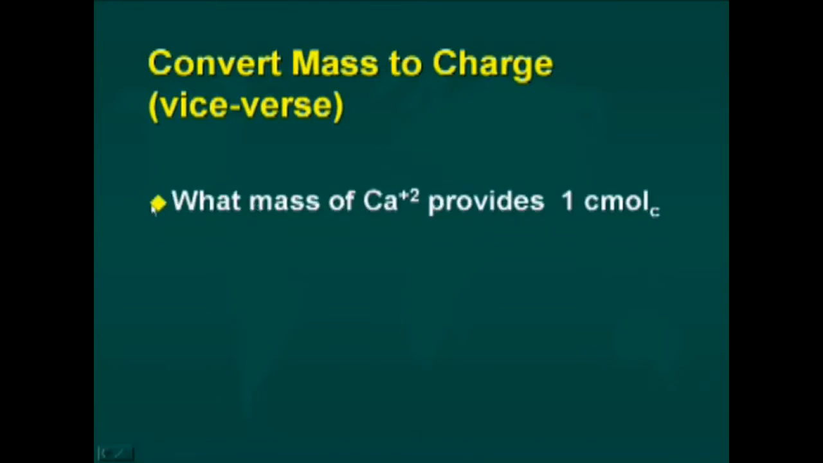So we'll ask this question: what mass of calcium +2 provides 1 centimole of charge? Okay. What mass of calcium +2 provides 1 centimole of charge? So we're essentially asking, what is the equivalent weight of calcium? Okay. So the molecular weight divided by the valence is the equivalent weight. So for calcium, the molecular weight is 40. It's like 40.01, but 40 is close enough. The valence is 2, +2.